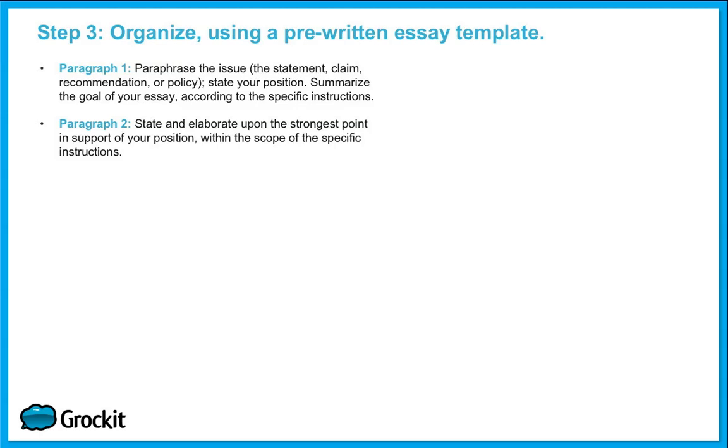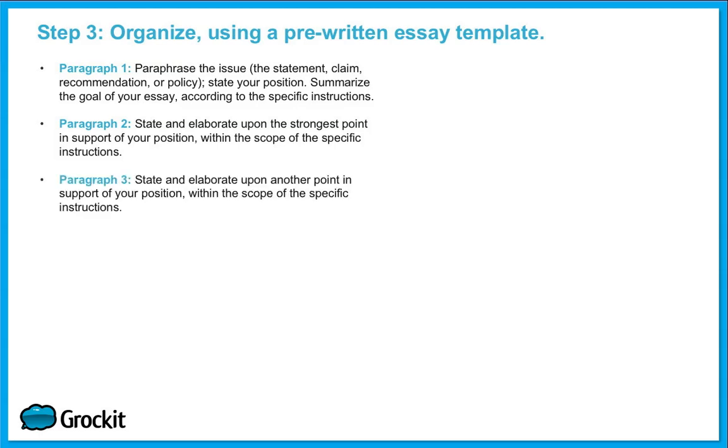For paragraph 2, you want to choose your strongest point in support of your position within the scope of the specific instructions. So you might have a great idea, but if it's not within the scope of the essay, you don't want to include it. You always want it to be specific to the instructions provided. Then for paragraph 3, pick another point, explain that one thoroughly.